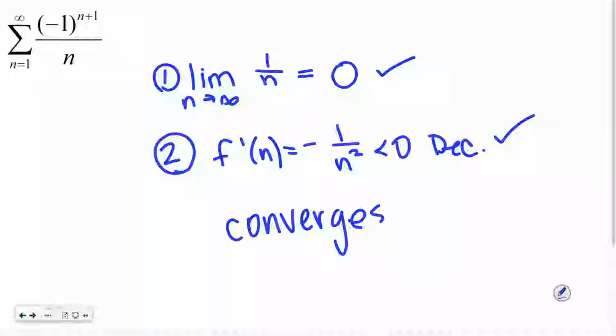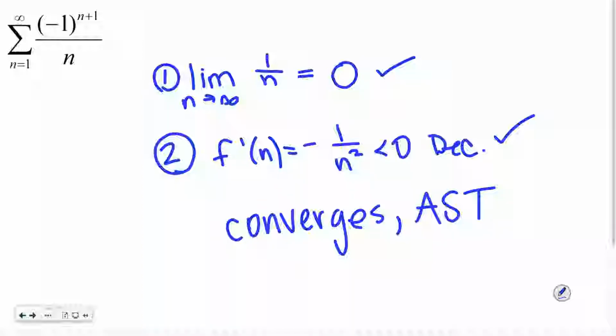And I'll let you call this AST, alternating series test. But I need to see step 1, step 2. Do you have to number? No, but don't make me look all over.